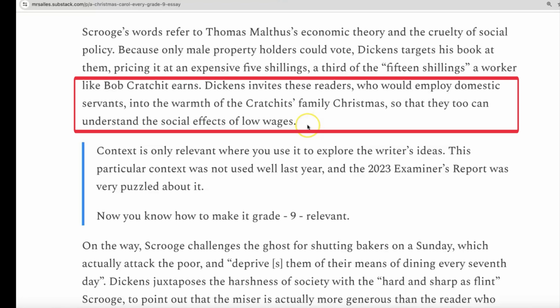In other words, Dickens wants to change society by getting all his readers, who are employers of domestic servants, to pay higher wages so that their employees can lead better lives and not live a life of impoverishment like the Cratchits.